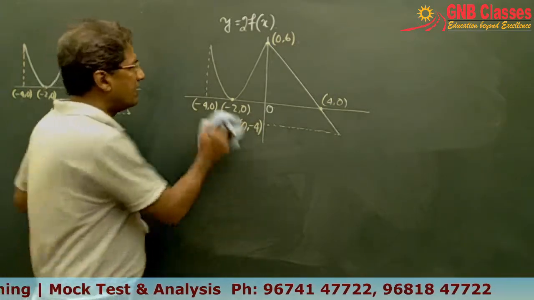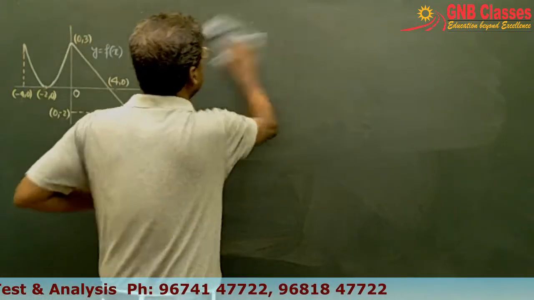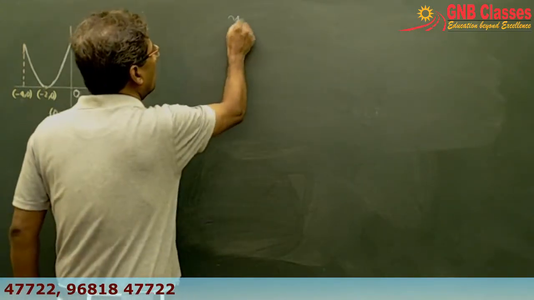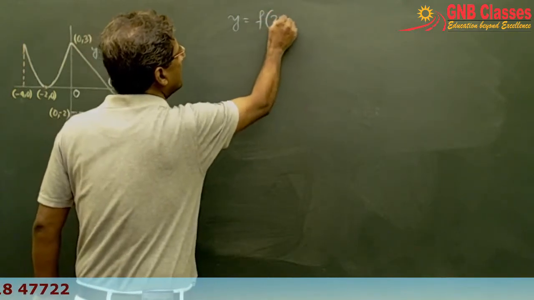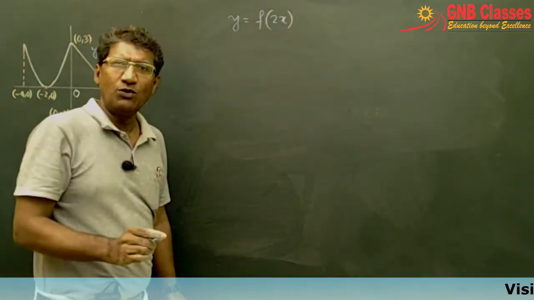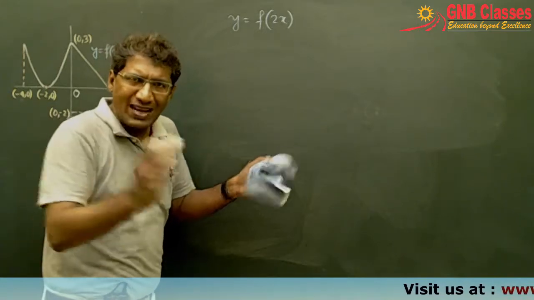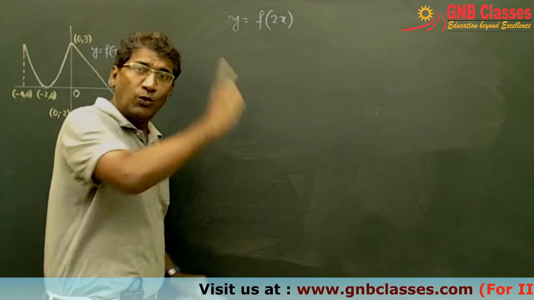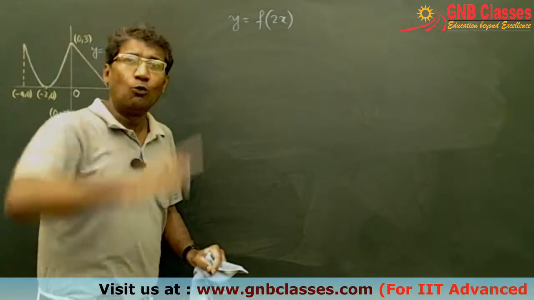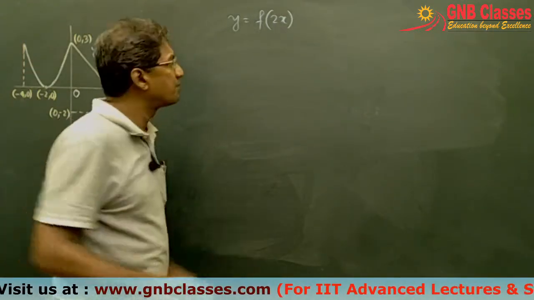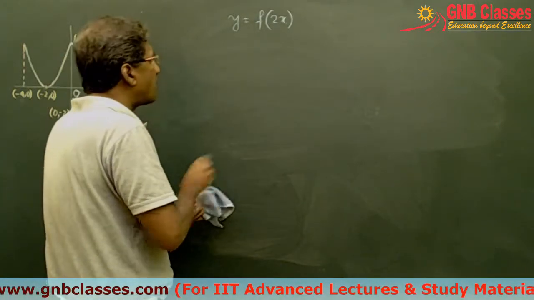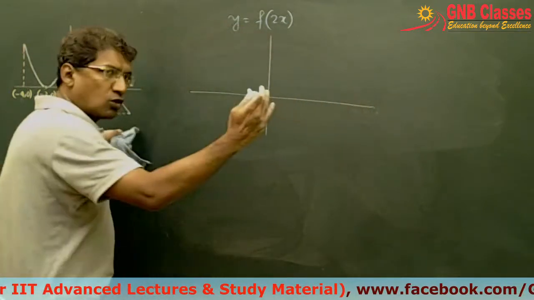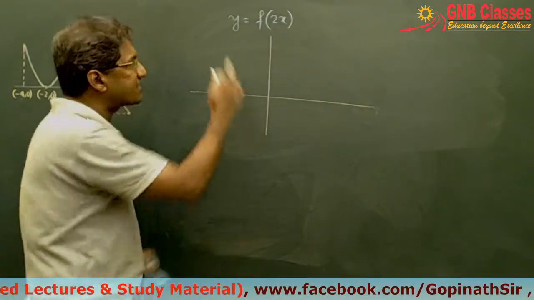Is it clear? Now, if I try to draw the graph of y equals f of 2x, then what I told you, you have to contract the graph along the x-axis by 2 units without affecting the y-axis coordinates. Is it clear? So in this case, the transformed graph will look something like this.